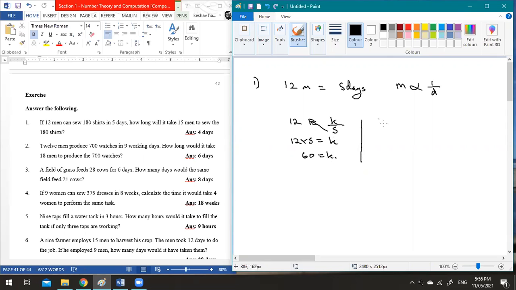Now, if we have 15 men, we know the scale factor is 60. And you want to find the number of days it will take. This is cross multiplication. So the d would come here and the 60 will be over the 15. So let's switch positions basically. So the number of days will be 4 days.